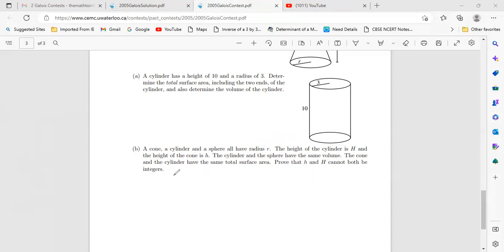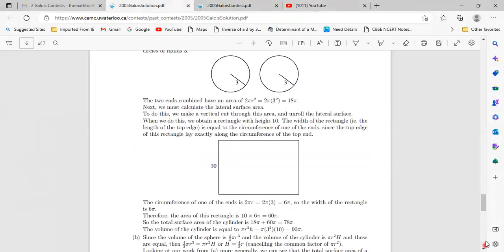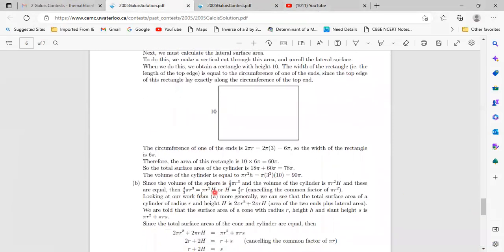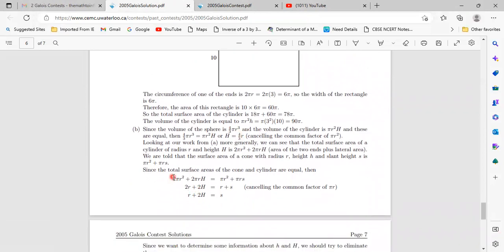The cone and the cylinder have the same total surface area. Prove that small h and capital H cannot both be integers. Okay, this is kind of easy. This relation I just showed, right? h is equal to 4 by 3 r. Very simple. And in the second statement, they said the total surface areas of the cone and the cylinder are equal. So you should be aware of the formula.